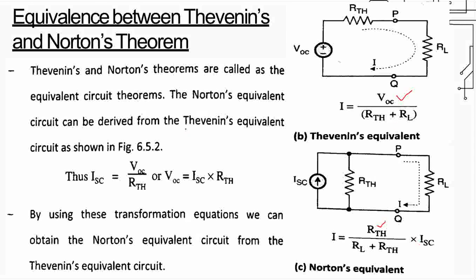How is this? See here, by this formula current can be calculated as V by R, that is short circuit current ISC is equal to VOC divided by RTH, and therefore VOC is equal to ISC into RTH. Replacing this value in the Thevenin's equivalent voltage, you will get Norton's equivalent current.